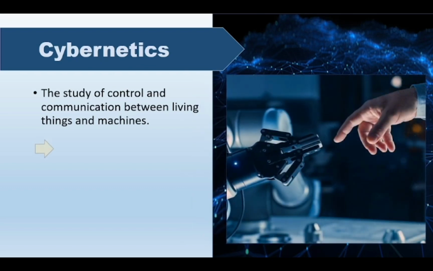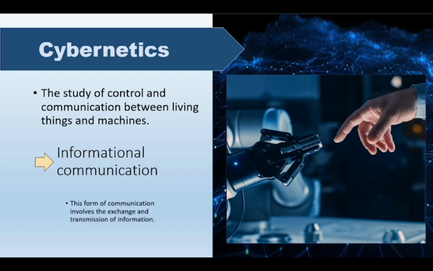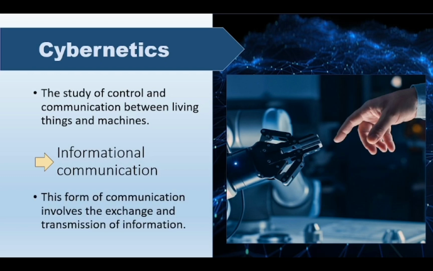So the communication that is emphasized here is what we call informational communication. Informational communication is a form of communication that involves the exchange and transmission of information. Meaning to say, there's an exchange and transmission that occurs between the components within a system. It can be said that there is an adjustment control that can make changes to the output of the system.